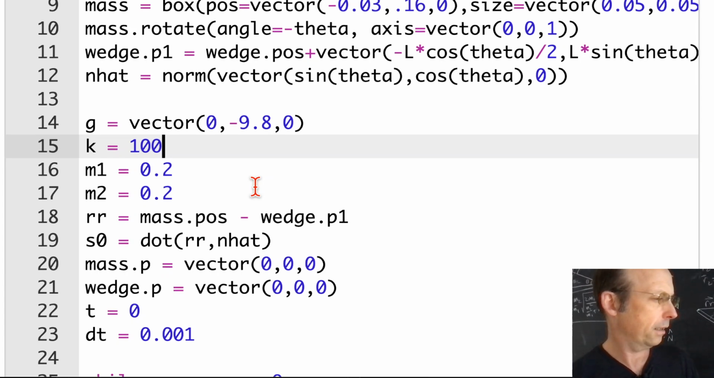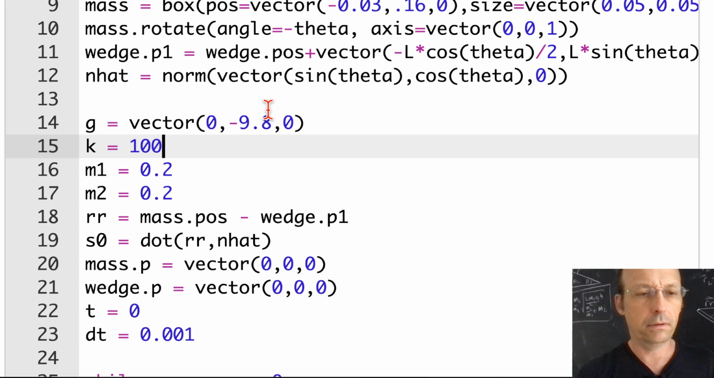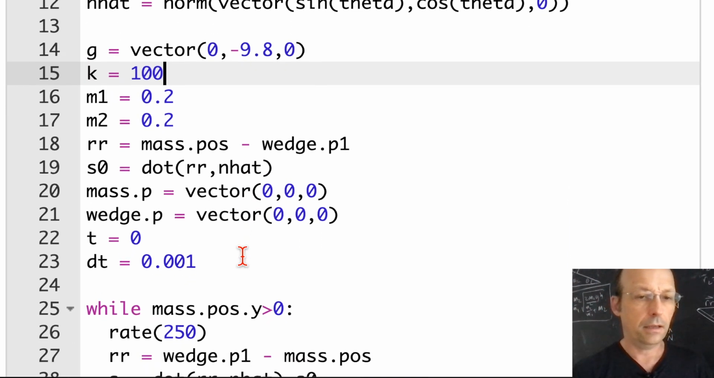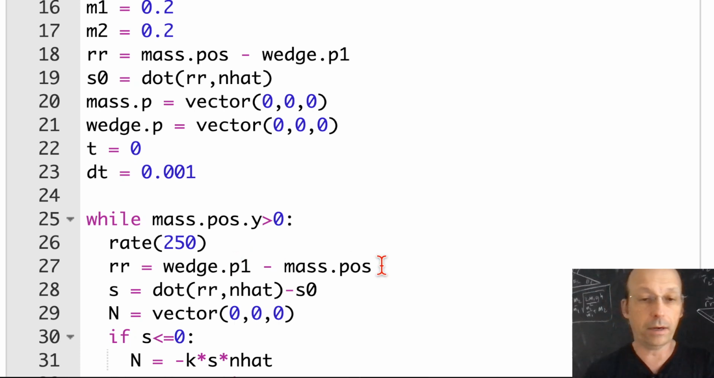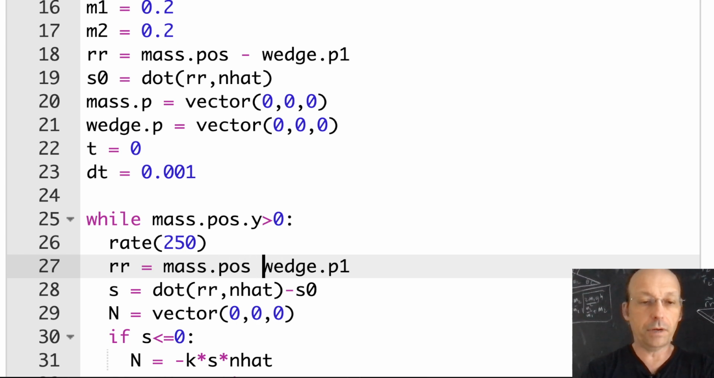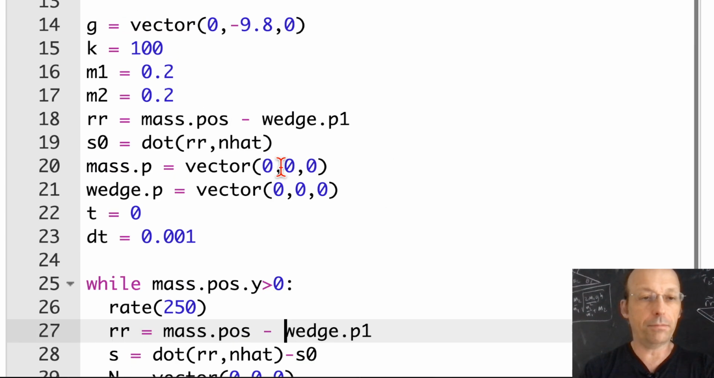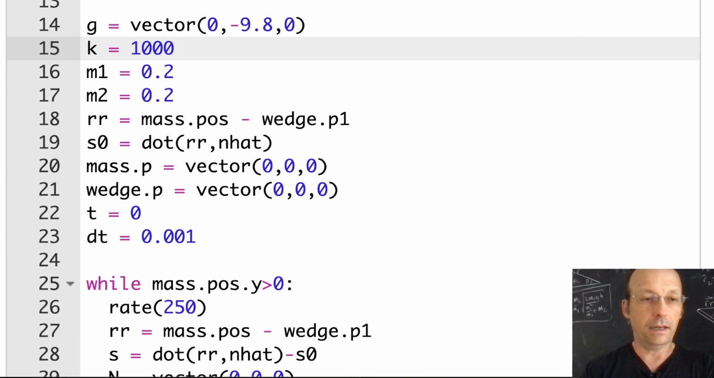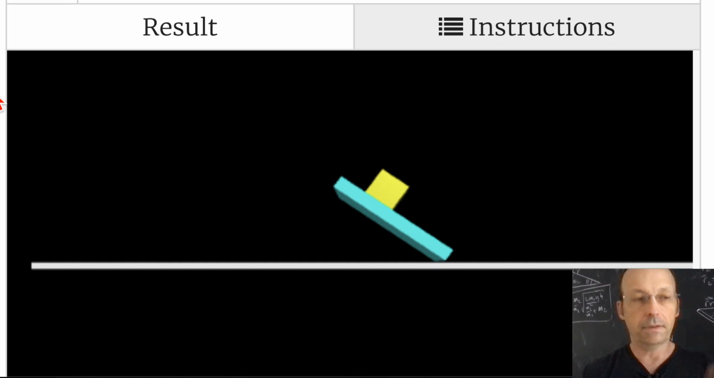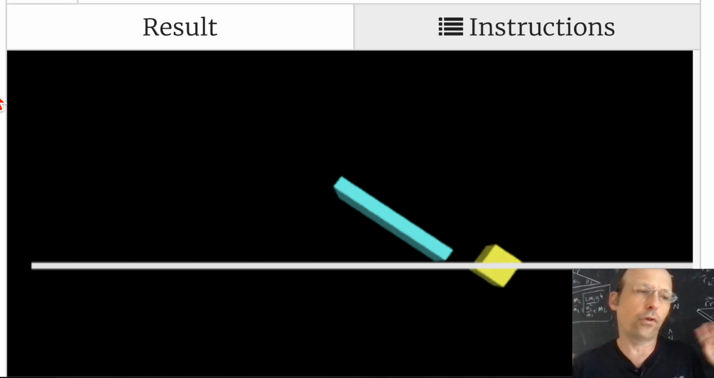N hat is sine theta, cosine theta. That's right. Huh. S0, dot product, RR in hat. Oh, I see what I did. I got this backwards. I did that on purpose just so you can see what happens when you make a mistake. Okay, and let's put this back to K as 1,000, and let's run it again. Awesome. Okay, and so it goes through the floor because I didn't have any check with that.